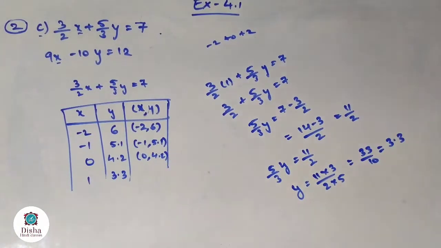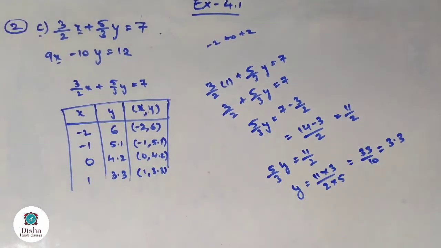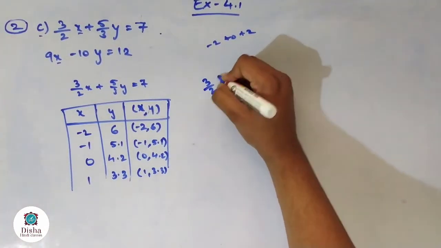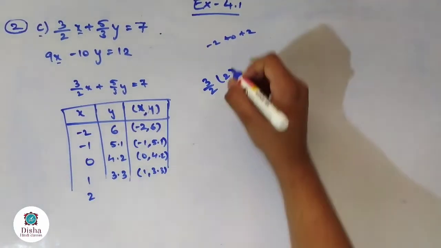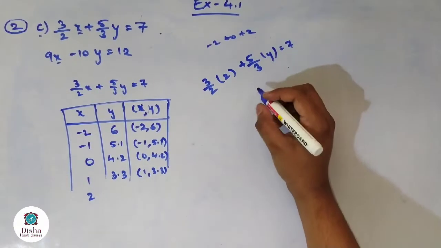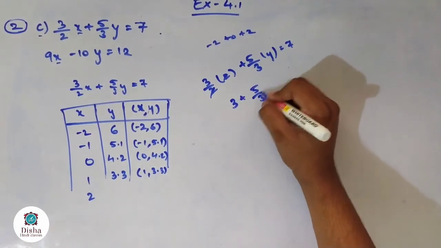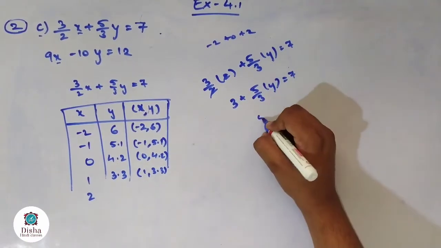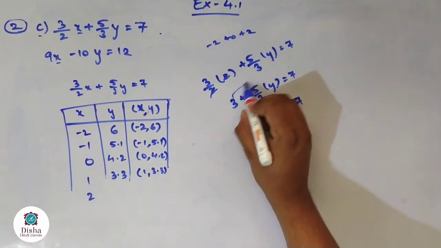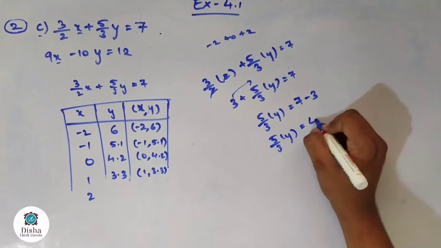3.3. So here the value is (1, 3.3). So next we have plus 2. So 3 by 2 of 2, if we take 2 here, plus 5 by 3 of y equals 7. So here the 2 gets cancelled. We get 3 plus 5 by 3 of y equals 7. So 5 by 3 of y equals 7. This 3 will go to the RHS, it will become minus 3. So 5 by 3 of y equals 4.